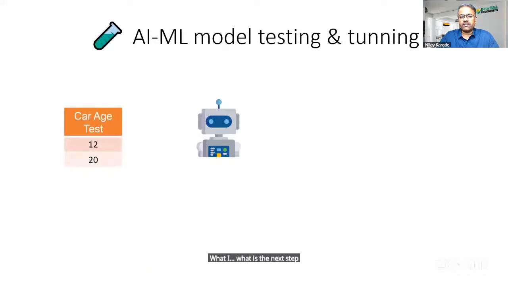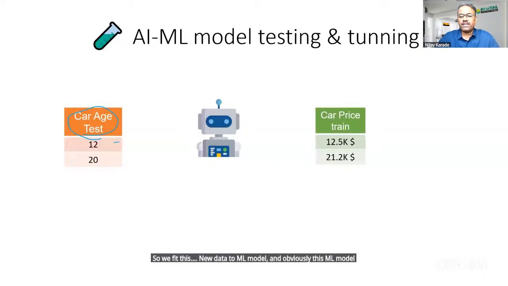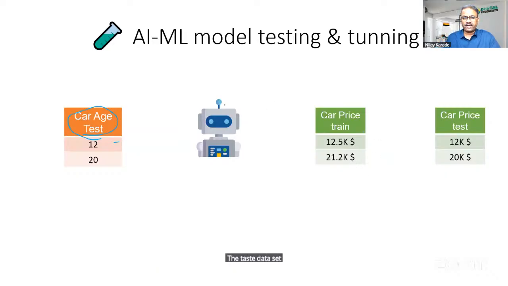What is the next step? Once our model is trained properly, I will use the test data set. The test data set contains the details of cars which were not presented to the ML model at the time of model training. So these are new values for our machine learning model. We feed this new data to the ML model, and obviously the ML model will make predictions about the car price. Additionally, we also have the test data set for car price. So these were the car details in our test data set, and these were the actual car prices. Now you can just compare them with the predicted values.